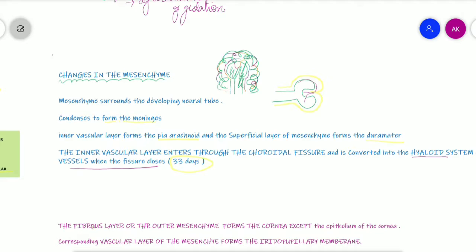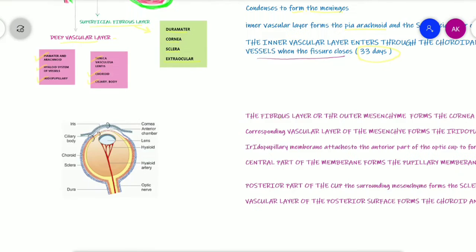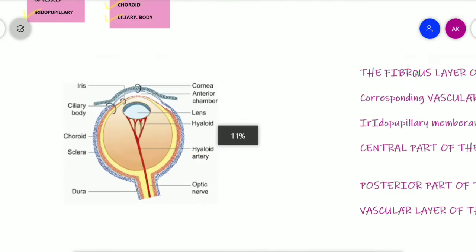I explained in part 1 of the development of the eye that there is a fissure which develops in the eye because of the differential growth of the optic vesicle, and that fissure is called the choroidal fissure. This choroidal fissure closes at about 33 days of gestation, and the inner layer of the mesenchyme will enter through it and get converted into the hyaloid system of vessels. So let me show you that over here.